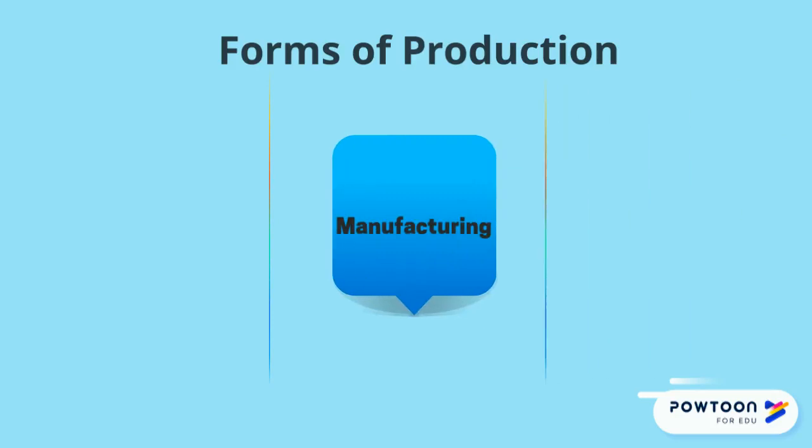The last form of production is manufacturing. Manufacturing combines raw materials and processed goods into finished products. Either other businesses or final consumers use those finished products.